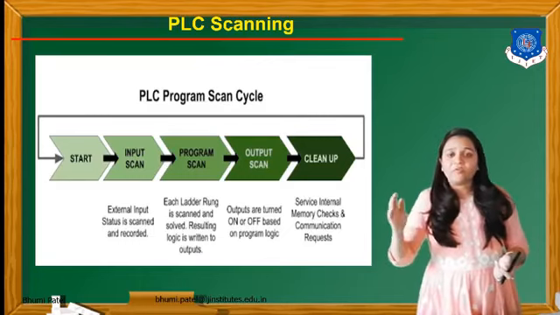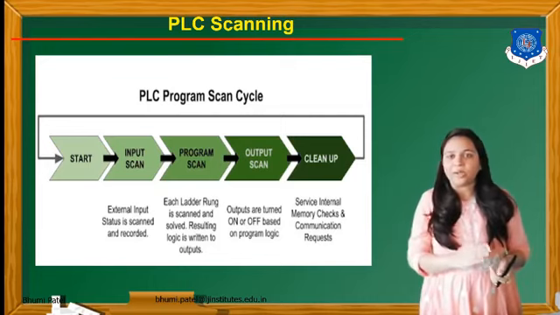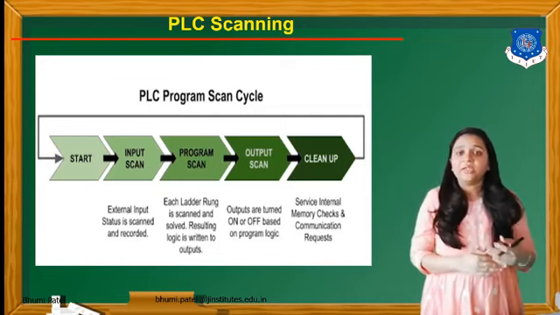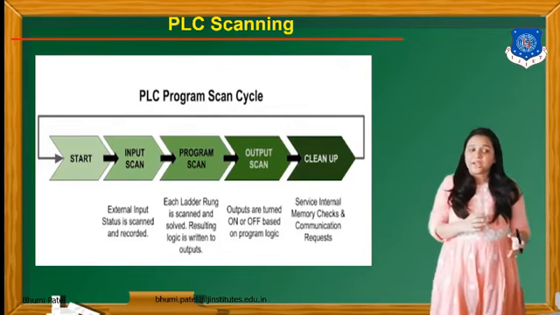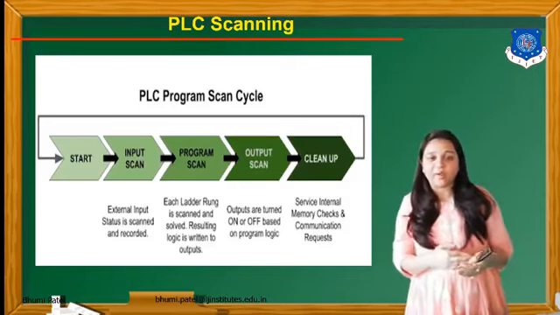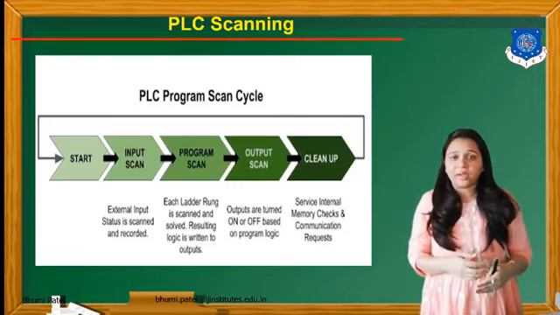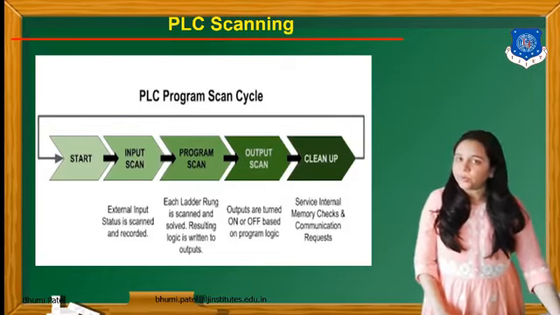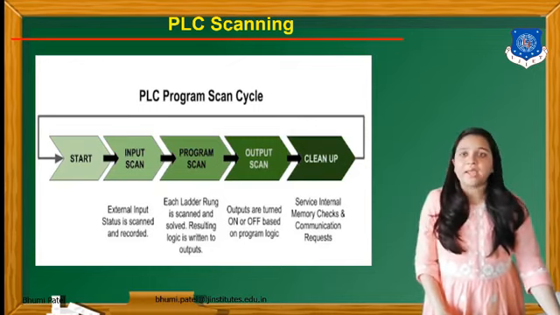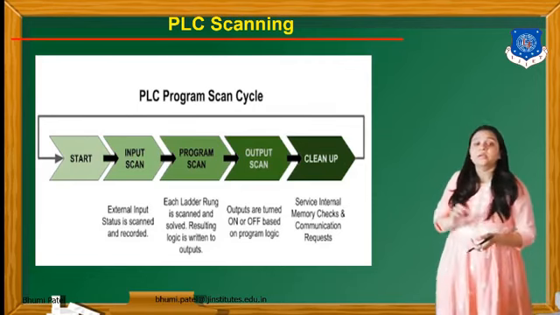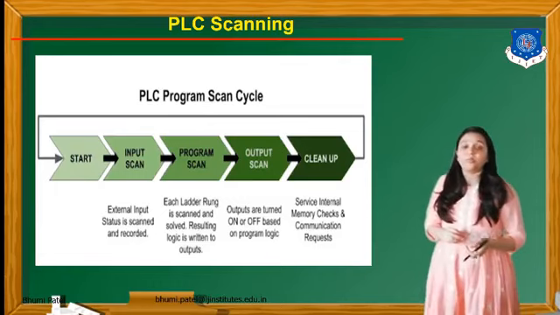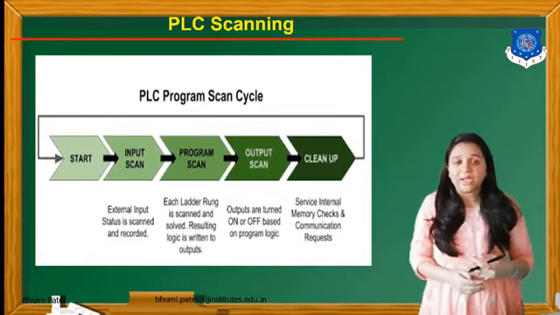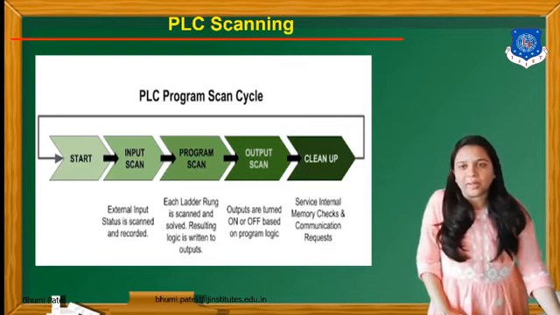So this is the flow diagram of the PLC program scan cycle, and after the cleanup, several internal memory checks and the communication required are handled. If any other communication is required, it goes through the cleanup process. So this is the block diagram of the PLC scanning. Now in the PLC scanning, 70% of the time is covered by the program scan because it is the main portion of the PLC programming.